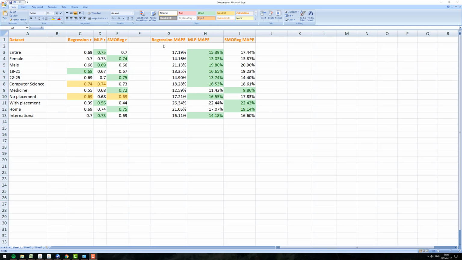We can also compare the three algorithms which were implemented, namely linear regression, multilayer perceptron, and sequential minimal optimization regression, in order to find out which one predicts the happiness indexes of students most accurately. This can be done by using the mean absolute percentage error, and as can be seen from this table, the multilayer perceptron is the most accurate in most of the student groups that were analyzed. This was the final objective of the project. Thus, this screencast has demonstrated how the main objectives of this project were completed.